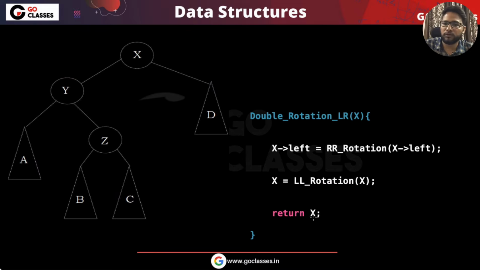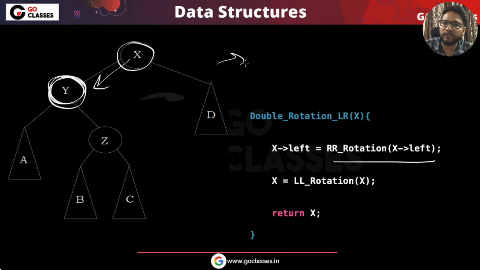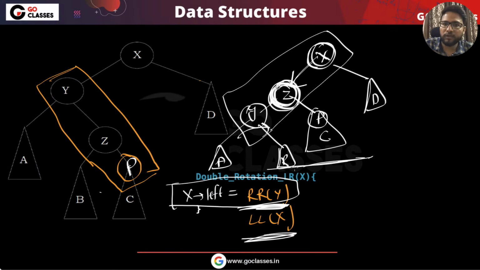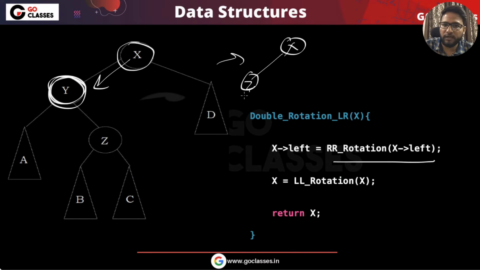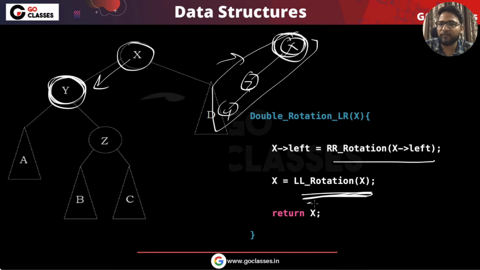So let me show you the code. See here, first I am passing this X left because I want to perform the rotation on this Y. So I am passing this X left on this RR rotation, and whatever it is returning, I am storing into the X left only, and then I am performing the rotation on the X. So after this, basically I will be having some X and then Z, like this: Z, Y, and then I want to perform left rotation on the X, and whatever it is returning, let me just store in the X temporarily.